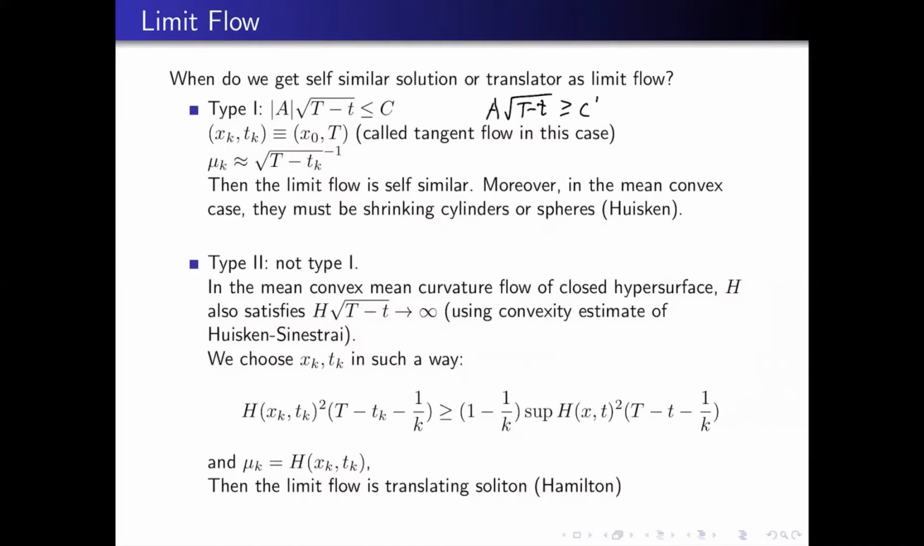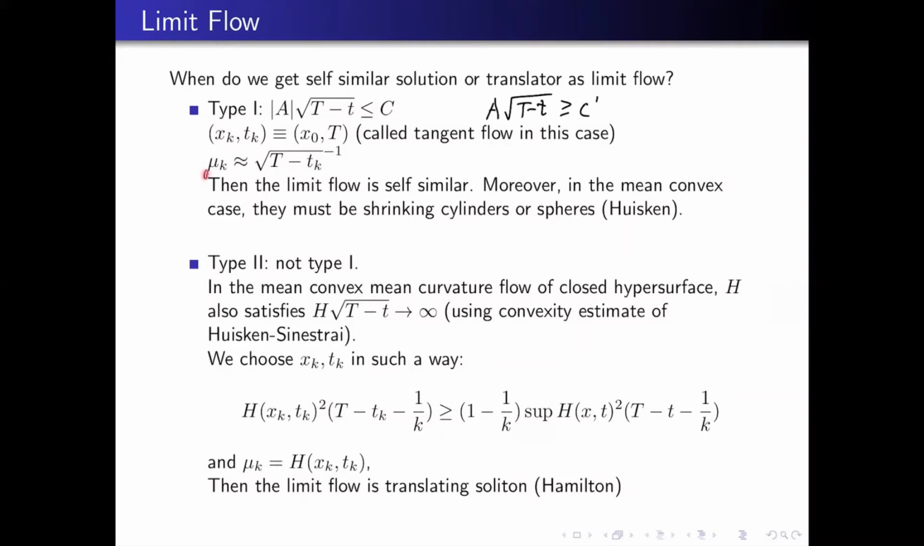So type 1 really says that this is the optimal blow-up rate in this solution. In this case, we are able to choose xk and tk to be a constant point, where x0 is the singularity and T is the singular time. If the limit flow converges, if we have a limit flow, then we'll call it the tangent flow.